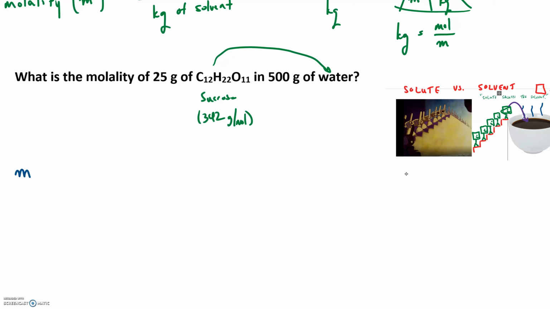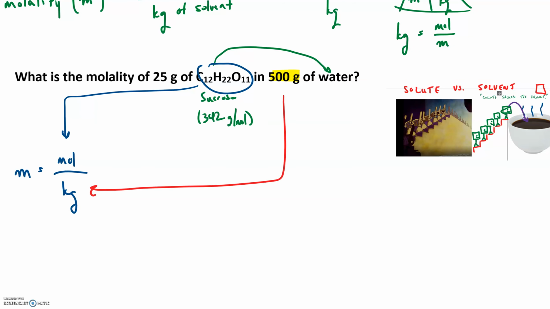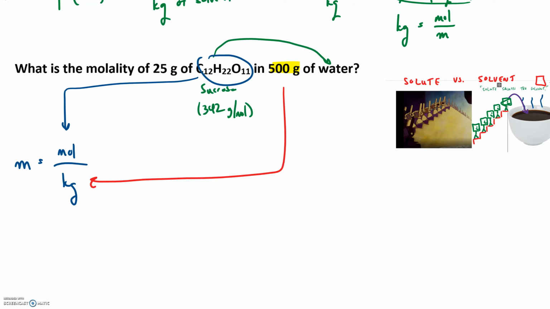Obviously, molality is equal to moles of solute over kilograms of solvent. And this is clearly the solute. So we want to find moles first. And then we want to put this as our solvent down here. So there's a couple things that we need to do. First off, we need to get our solute into moles. So you guys know how to do that.